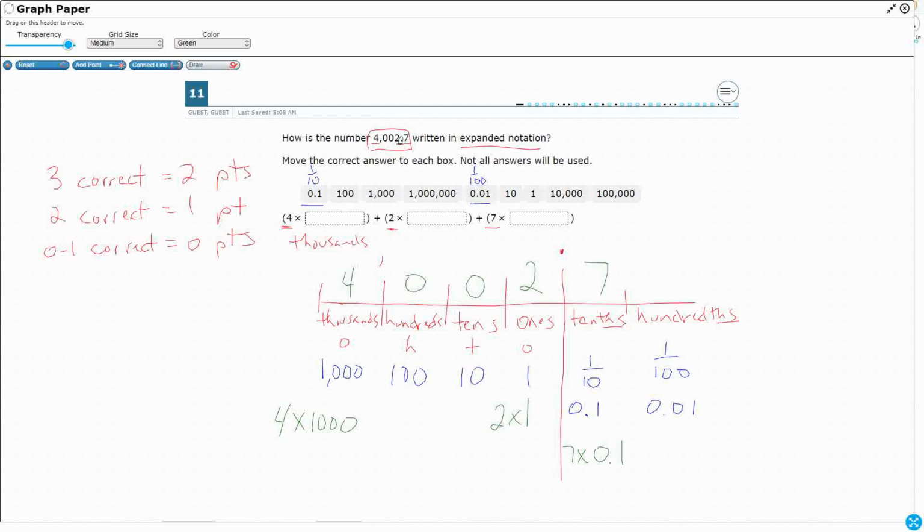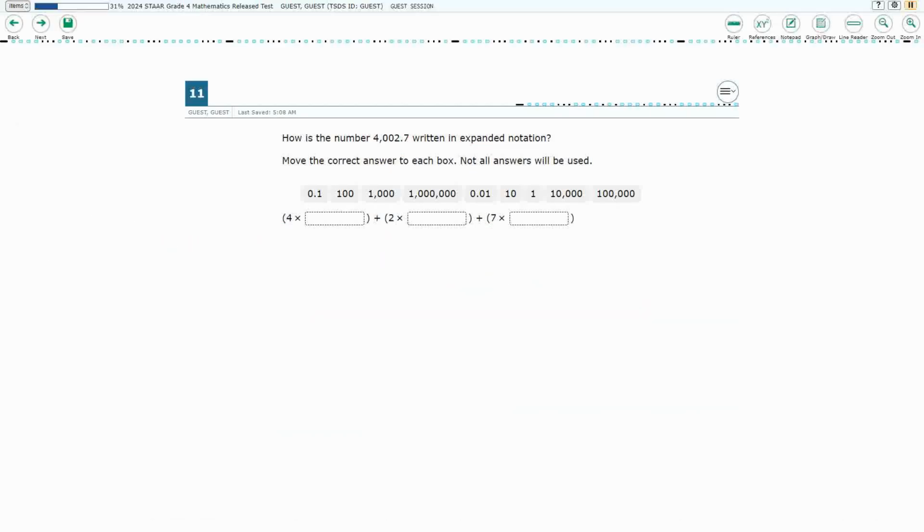4 times 1,000. So let's bring this 1,000 down here. That 2 is times that 1, so we have to make sure to drag the correct one there. And then that 7 was times the tenths, and that is how we get full credit.